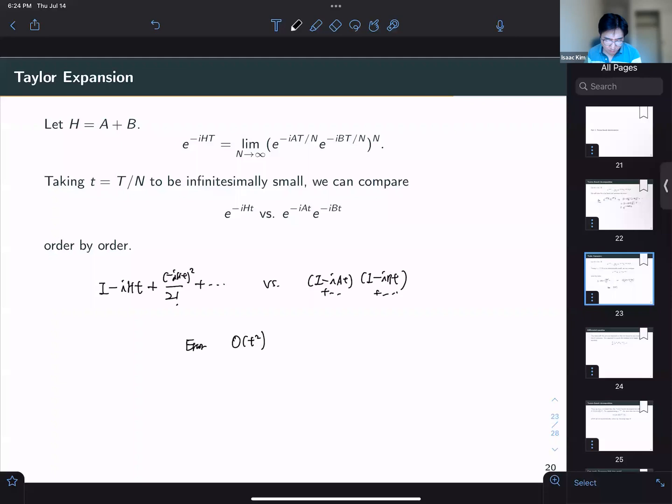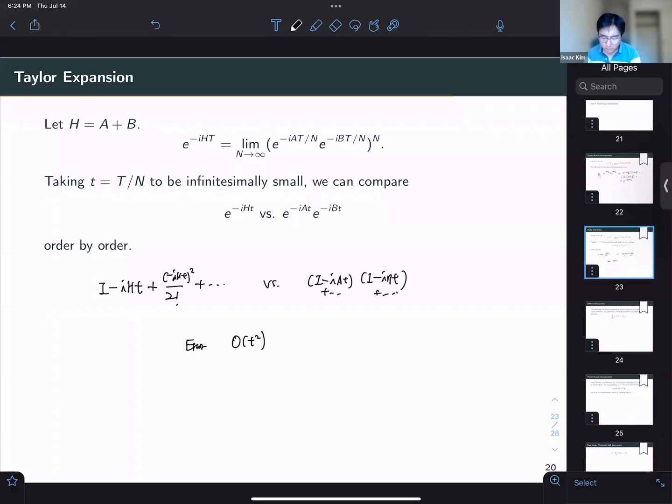So with this, you can plausibly believe that the total error would be roughly like a big O of t squared.